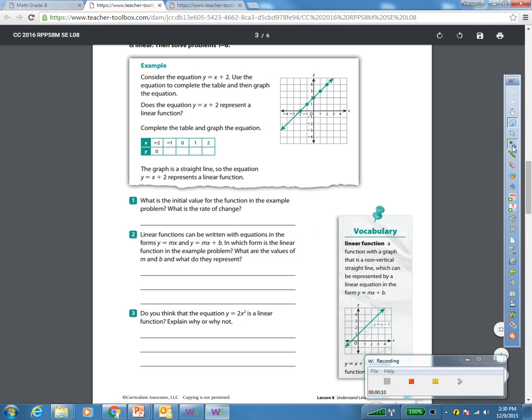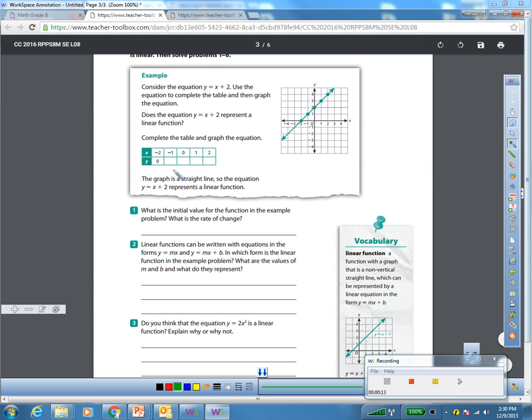We are going to start with page 85. Let me grab my pen, there we go. In the example, we are given a function, and it gives us the graph. We want to go ahead and complete this table. So plug in -1, do the math, and out comes 1. Plug in 0, do the math, out comes 2. Plug in 1. And plug in 2, and you get 5. Oops, excuse me, 4. Let me erase that real quick. So you'll get 4 here.